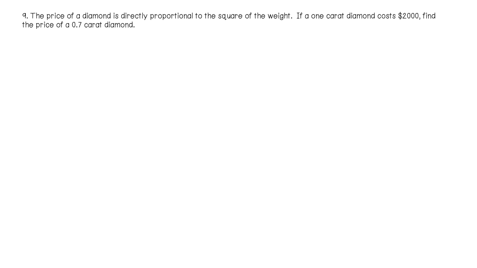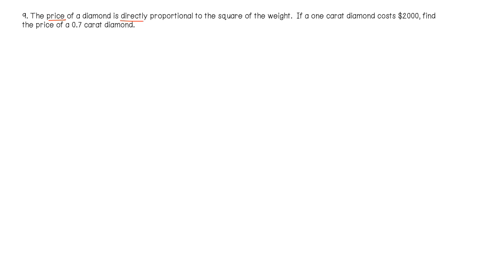Immediately we see a word problem here. Just because the problem is beefed up with words does not make it any more difficult, okay? My 3-step method is still going to work on a problem that looks like this. So let's take a look. First, well, I guess I should read it. Okay, the price of a diamond is directly proportional to the square of the weight. If a 1 carat diamond costs $2,000, find the price of a 0.7 carat diamond.